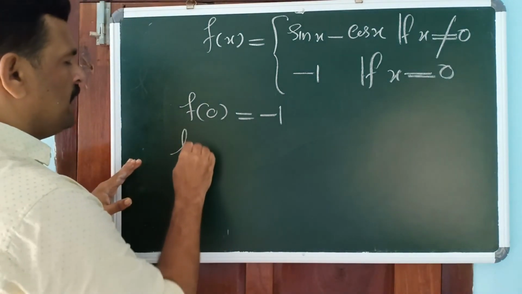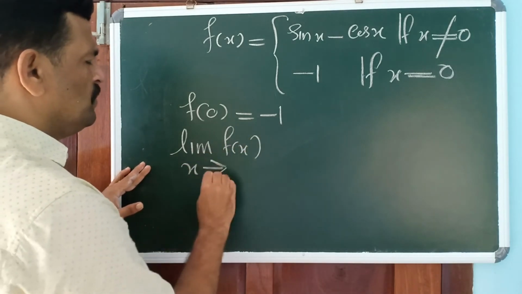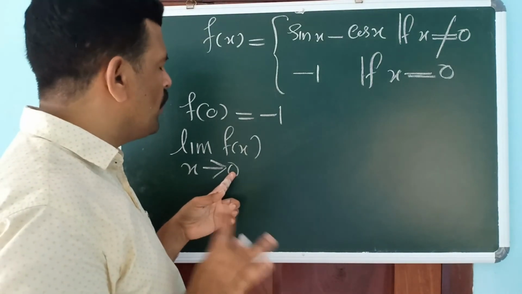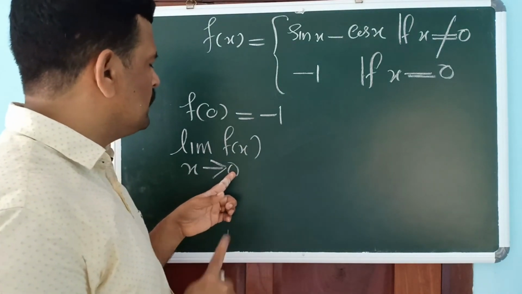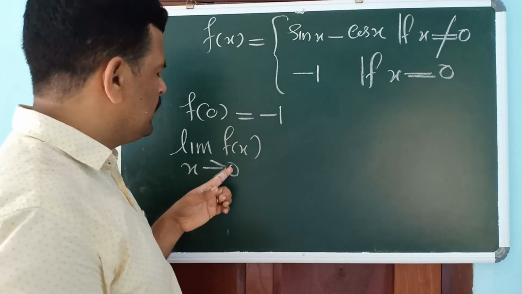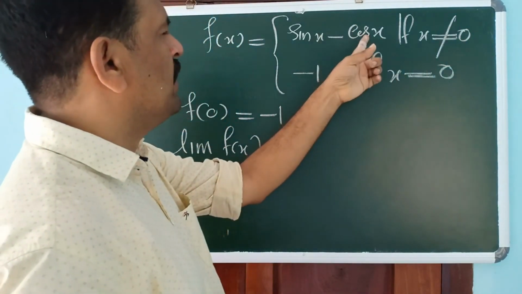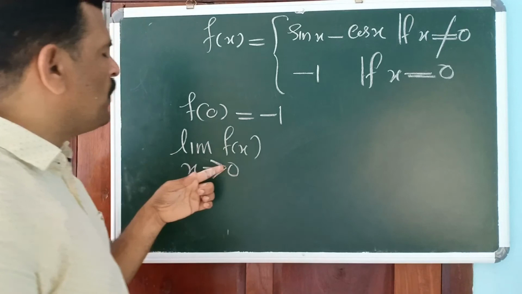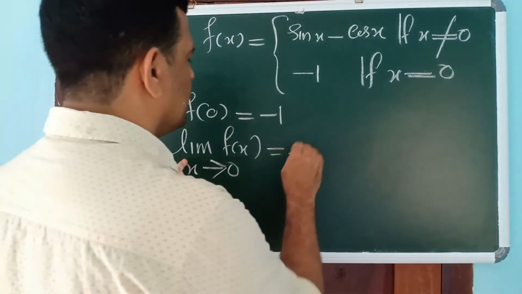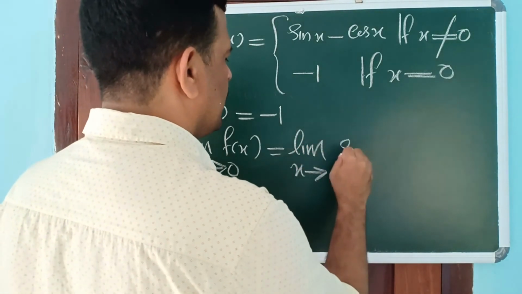Now we have to find the limit of f of x as x tends to 0. X tends to 0 means x is not equal to 0, it is going to 0. That may be less than 0 or greater than 0, that means left limit or right limit. Here we can see that if x is not equal to 0, the function is sin x minus cos x. Therefore there is no need of finding left limit and right limit separately. Here we can take the limit as x tends to 0 of sin x minus cos x.